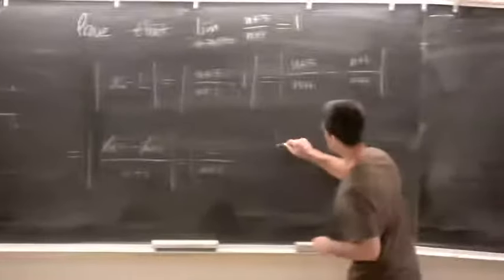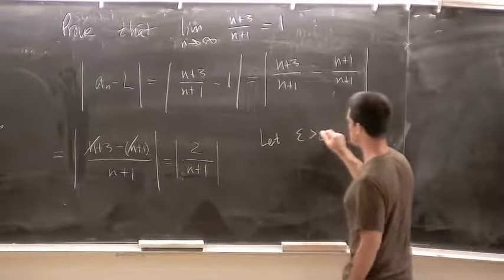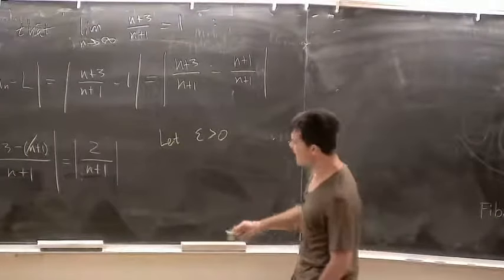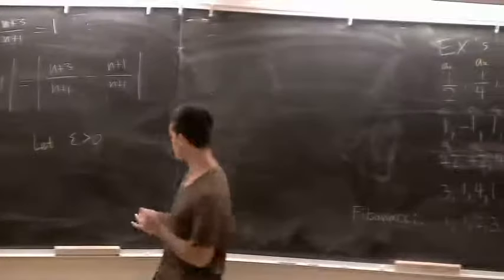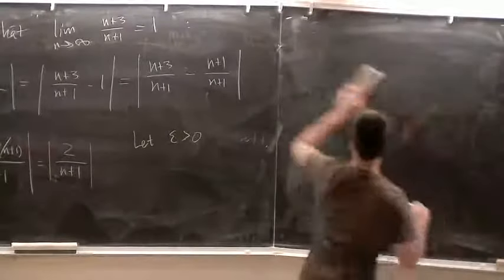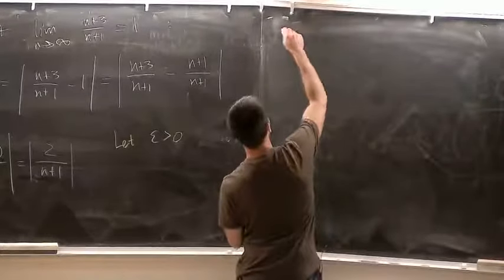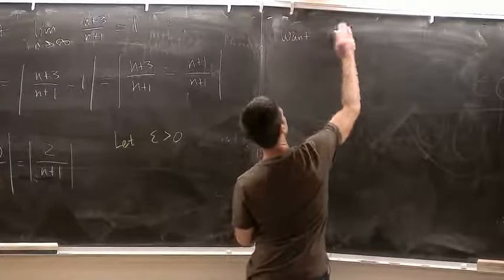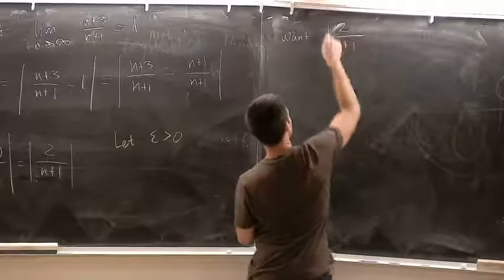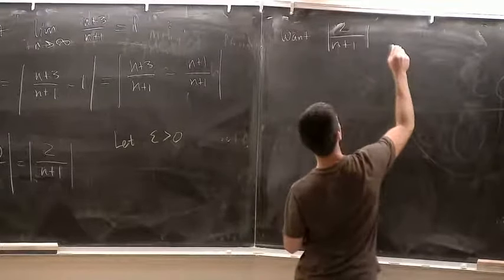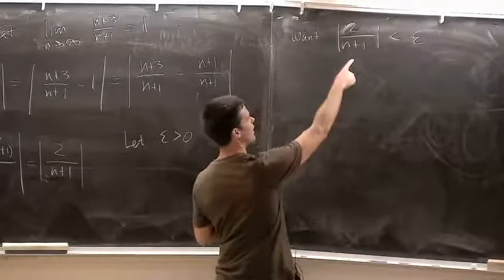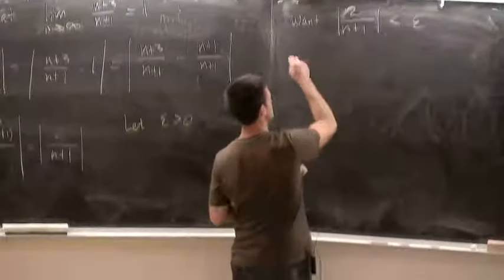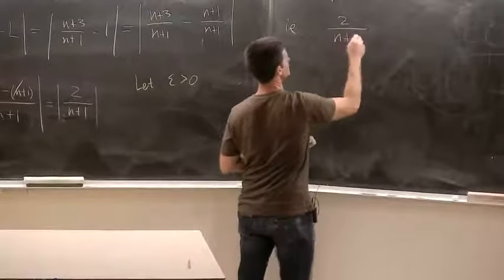So we're going to let epsilon just be arbitrary. We don't know what it is. And what I want is for this quantity to be less than epsilon, at least according to that definition. So this takes a little bit of calculation. We want 2 over n plus 1 to be less than epsilon. But n, by the way, is positive, so this is the same. I don't need the absolute value.